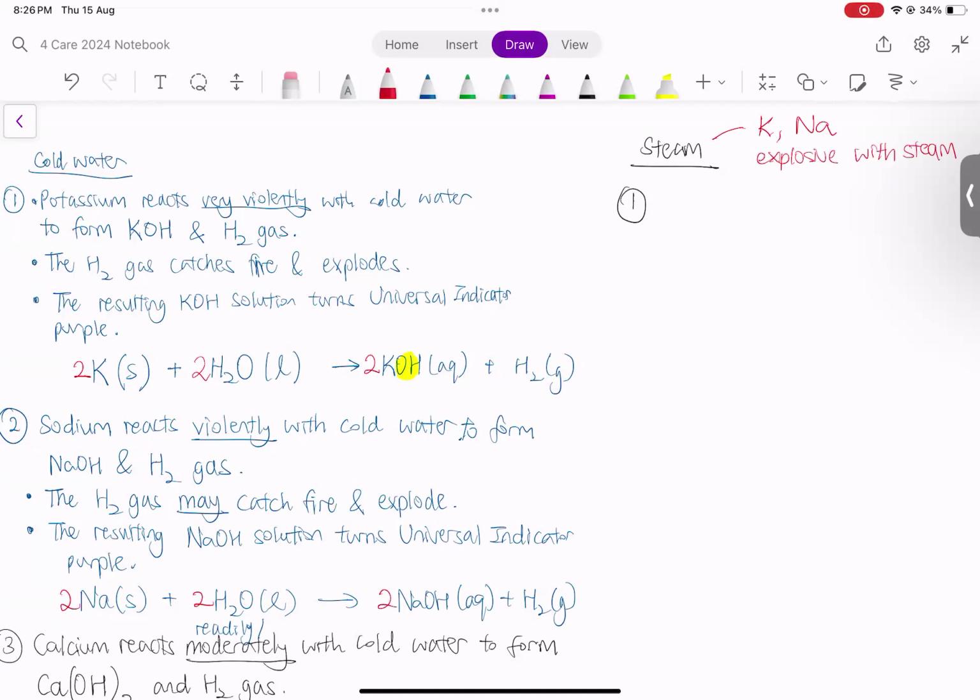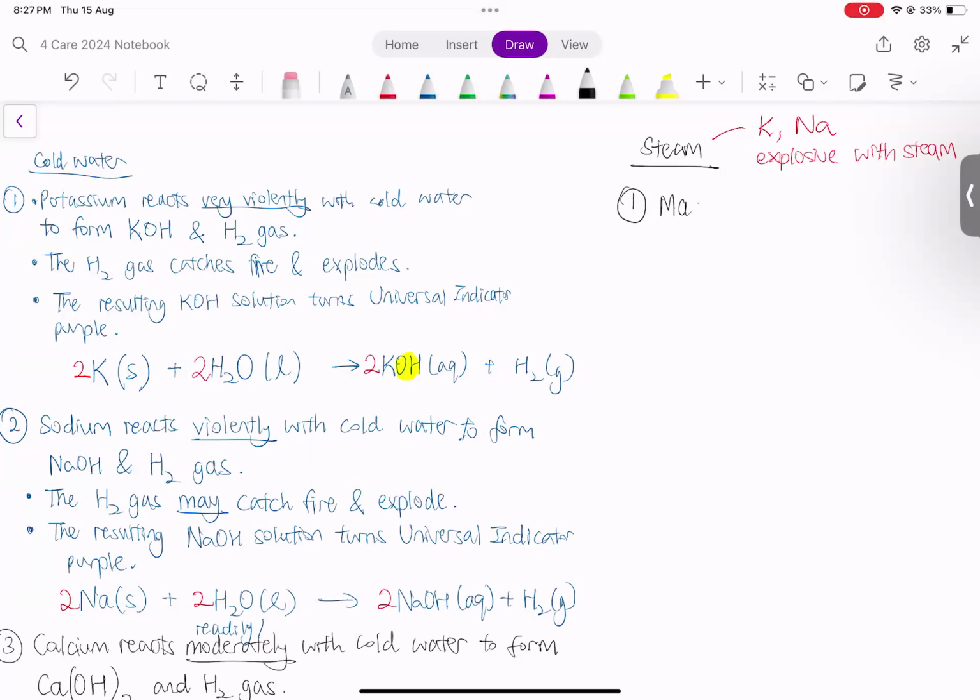Calcium is the next metal. So calcium is very violently reacting with steam. So now we have learned the previous lesson. There is a certain hierarchy of adjectives we use to describe the reaction. We start off with very violent. So calcium is very violent reaction with steam.